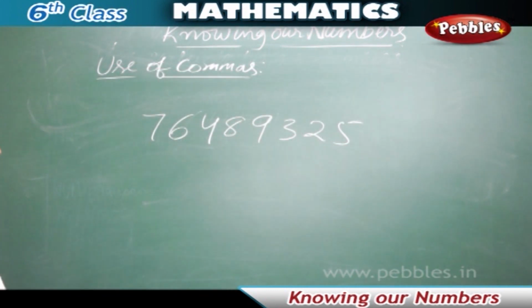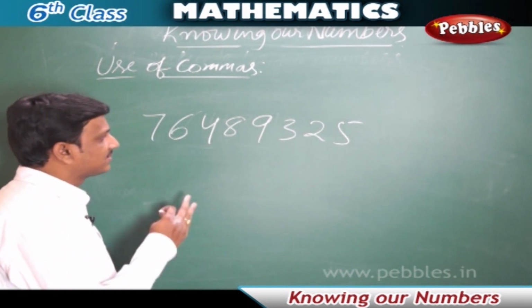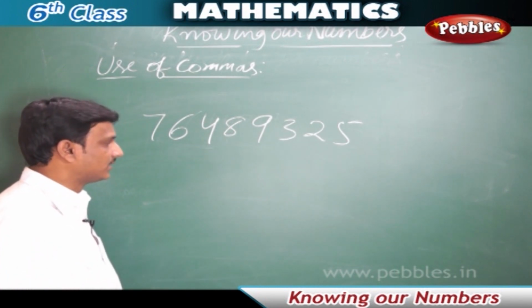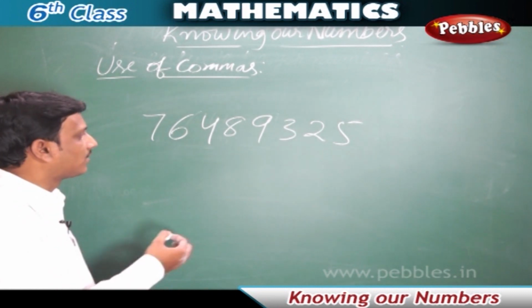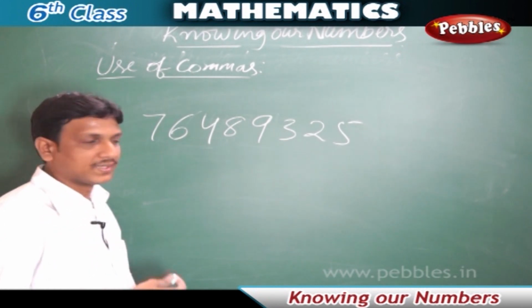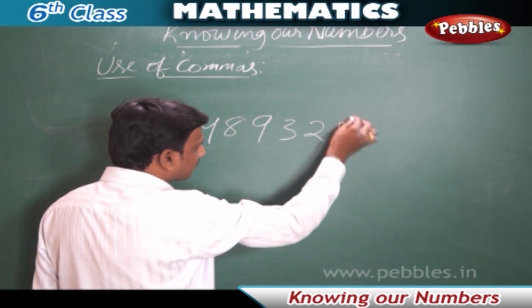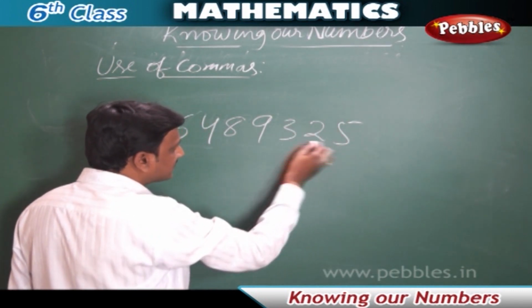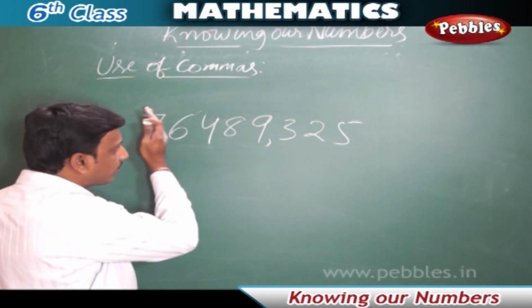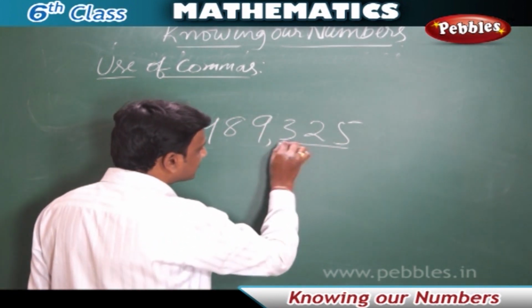Use of commas. Here we have a number, 76489325. Reading this number without commas is not convenient and not easy. So we place commas to read and write the numbers easily. According to our Indian numbering system, we place commas beginning from the right, crossing 3 digits. After crossing 3 digits from the right, we place the first comma. So the value before that comma is in thousands, and after this comma, it is all hundreds.